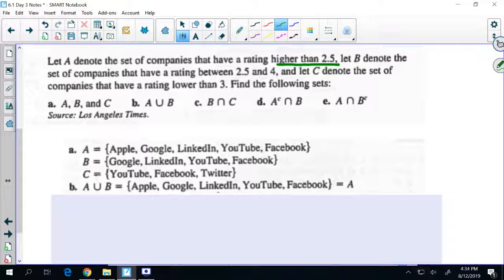What would be B intersect C? Intersect means this and that, I mean. Gosh, I keep messing that up. What they have in common. So what does Google, LinkedIn, YouTube, Facebook and YouTube, Facebook, Twitter share? Looks to me like YouTube and Facebook.